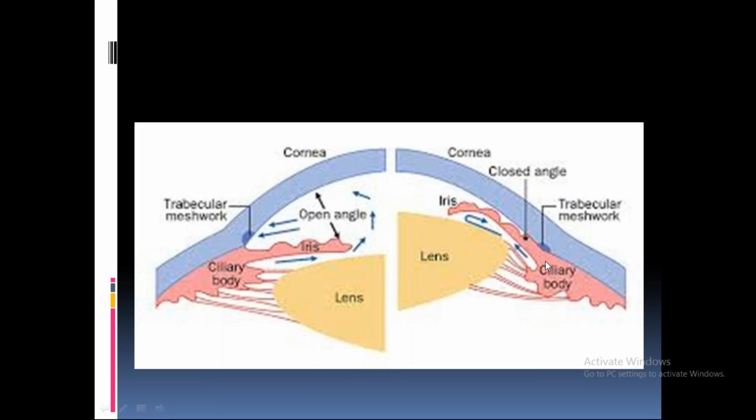This is a closed angle. Closed angle glaucoma, what happens? There will be a mid-dilated pupil. Due to the mid-dilated pupil, there will be apposition between the lens and the iris. So aqueous will not go from the posterior chamber into the anterior chamber. So aqueous gets accumulated behind the iris, and this accumulated aqueous will push the peripheral iris towards the angle. So aqueous will not drain, and there will be a rise in intraocular pressure. That is called closed angle glaucoma.